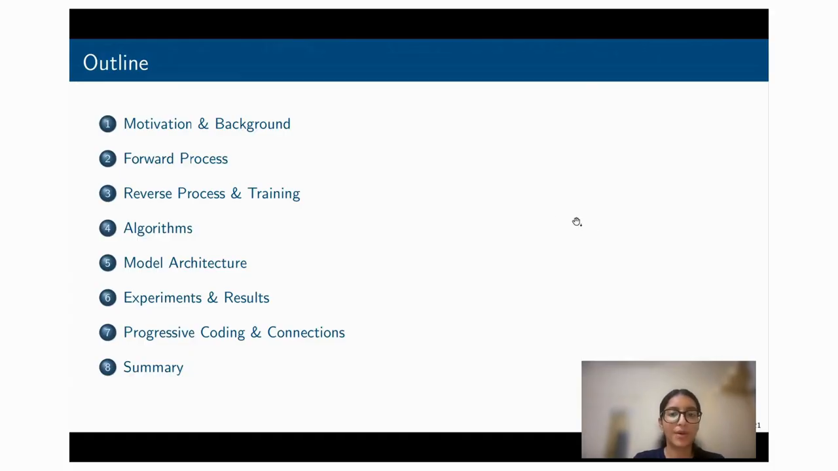Here is our roadmap. We will start with the landscape of generative models as it existed in 2020, then build up the forward and reverse process from scratch. After that, we'll cover the training objective, the neural network architecture, some results, and finally some of the deeper theoretical connections the paper uncovers.